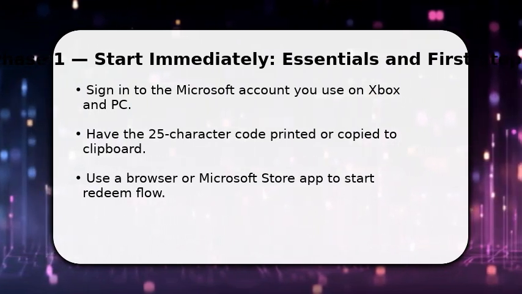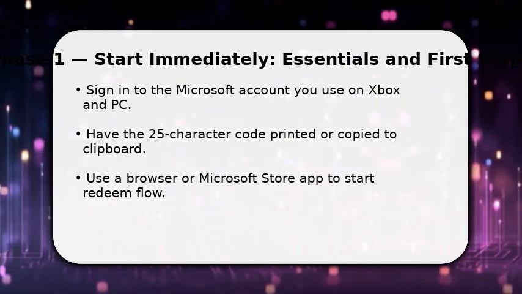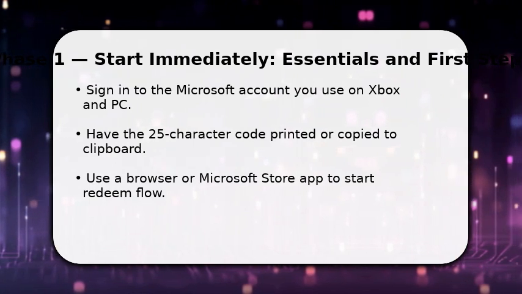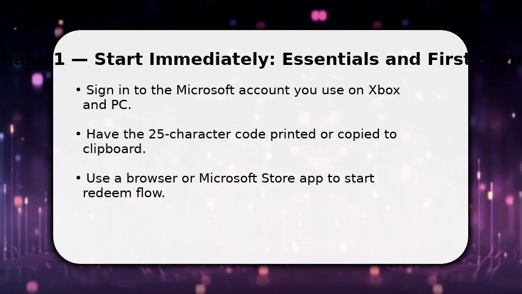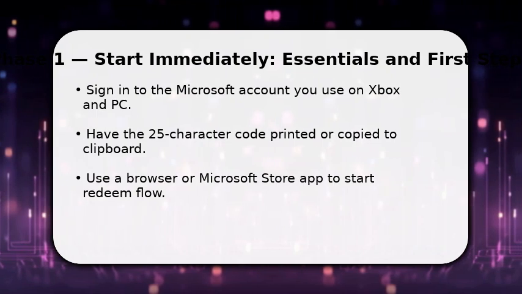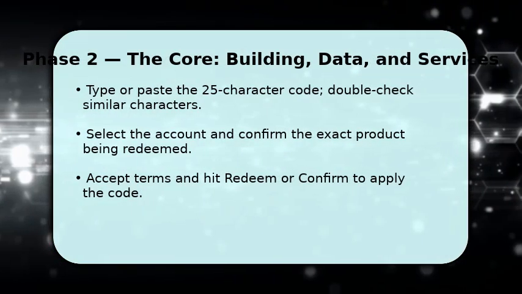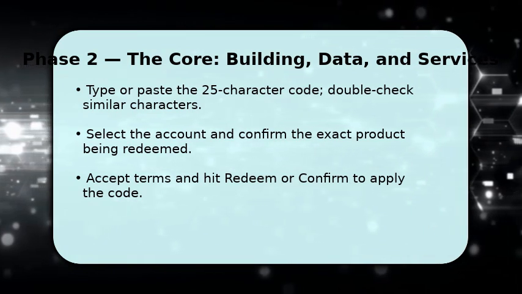You'll need the 25-character code ready, type or paste it carefully, because a single character error rejects the code. After pasting, make sure the account shown is correct. If it isn't, sign out and switch accounts before you proceed. Now enter the code in the Redeem field. Watch for O versus 0, B versus 8, and use copy-paste when possible to avoid typos.